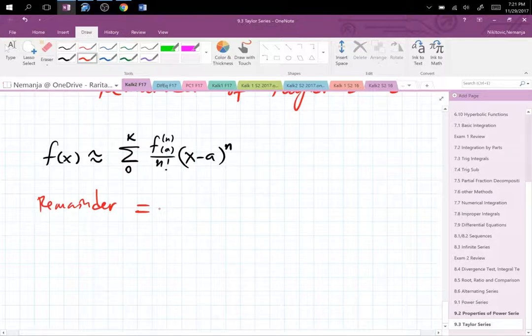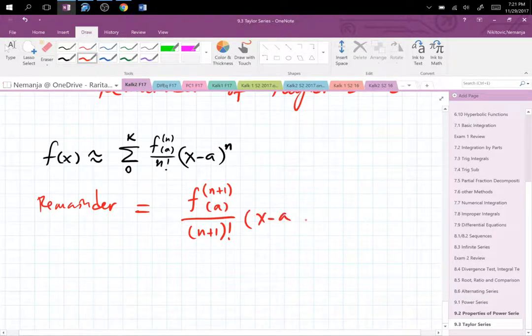Now, what's the remainder? The error. The remainder is going to be the next term. So the n plus 1 derivative computed at a, over n plus 1 factorial, times x minus a to the n plus 1. Now this is a single term. There are infinitely many terms after this term, but most of the error that we make by dropping all of the infinity of the terms will be concentrated in the first term you drop. So we just look at the first term we throw away.